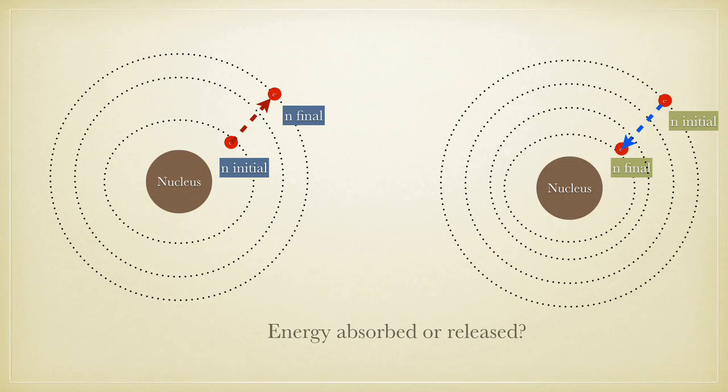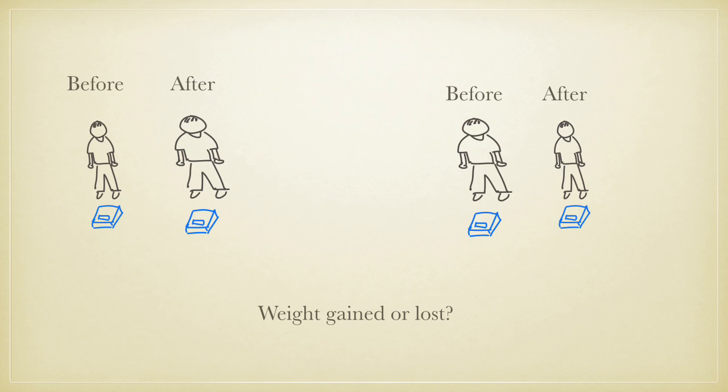It is important for us to pay attention to the correct n initial and n final that are being substituted into the formula, because not only are we interested in knowing the value of the energy change, but we are also concerned about whether the energy is absorbed or released. Just like it is important for us to not only know the mass change when we weigh our body, but also we want to know whether the weight is gained or lost.